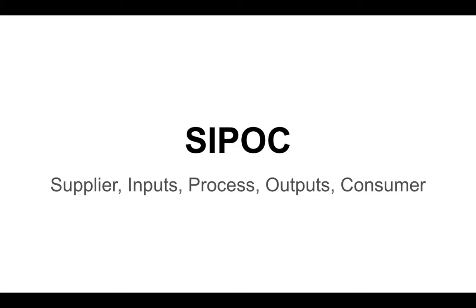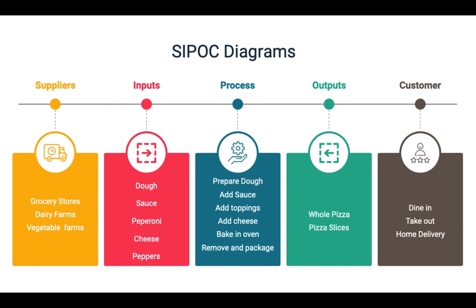Okay, the model that we're going to use comes directly from Lean Six Sigma. It's called SIPOC, and it stands for Supplier, Inputs, Process, Outputs, and Customer or Consumer. And here's a quick diagram. The slides will be linked, and also you'll have access to this video whenever you want, so you can always come back and look at this diagram.